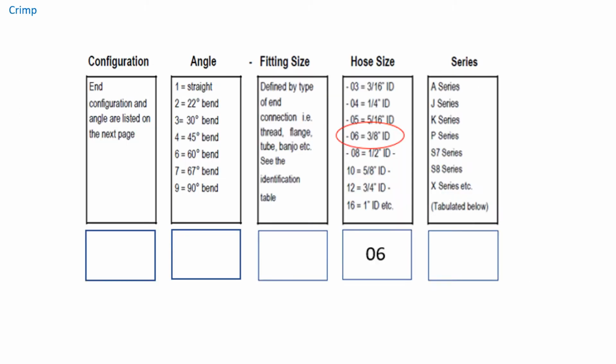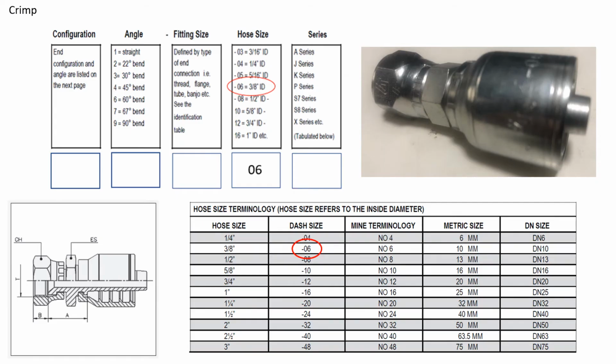In this presentation, I'll be utilizing my hose tail identification template. So if we look here under hose size, I've selected -06, which is 6/16, which is 3/8. So it's a -06. So I enter 06 into that column. Here's an example of a cross-reference table for hose sizes. And again, 3/8 equals -06.